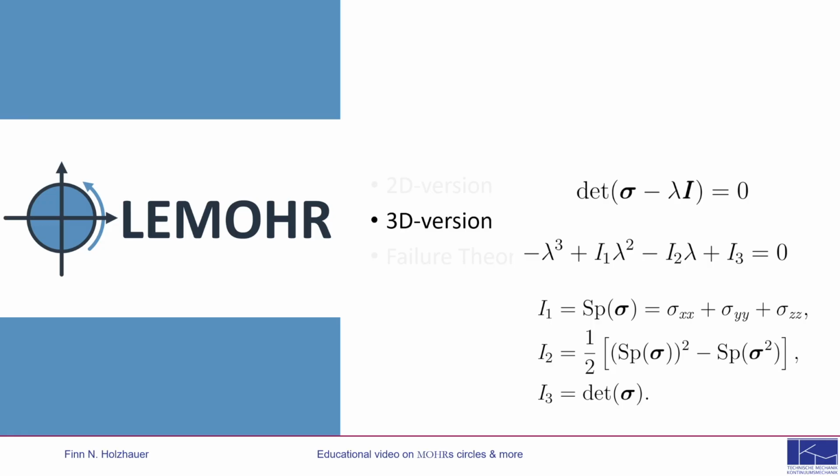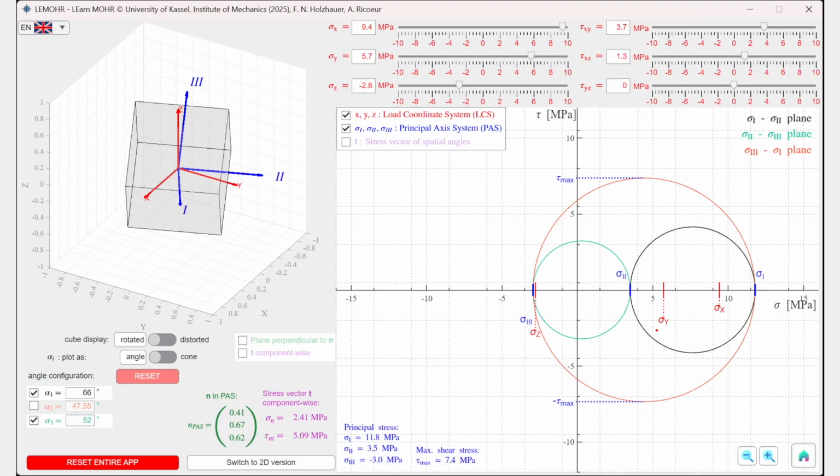By solving the eigenvalue problem, the principal stresses are obtained. These principal stresses are then used to construct the three Mohr circles. Solving the eigenvalue problem also yields the eigenvectors, which define the directions of the principal axis.